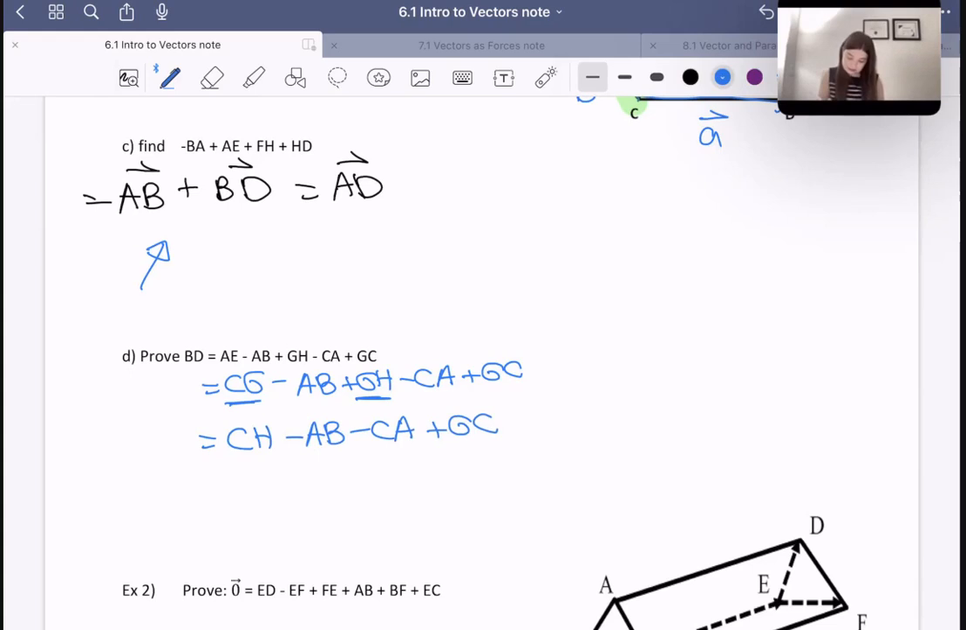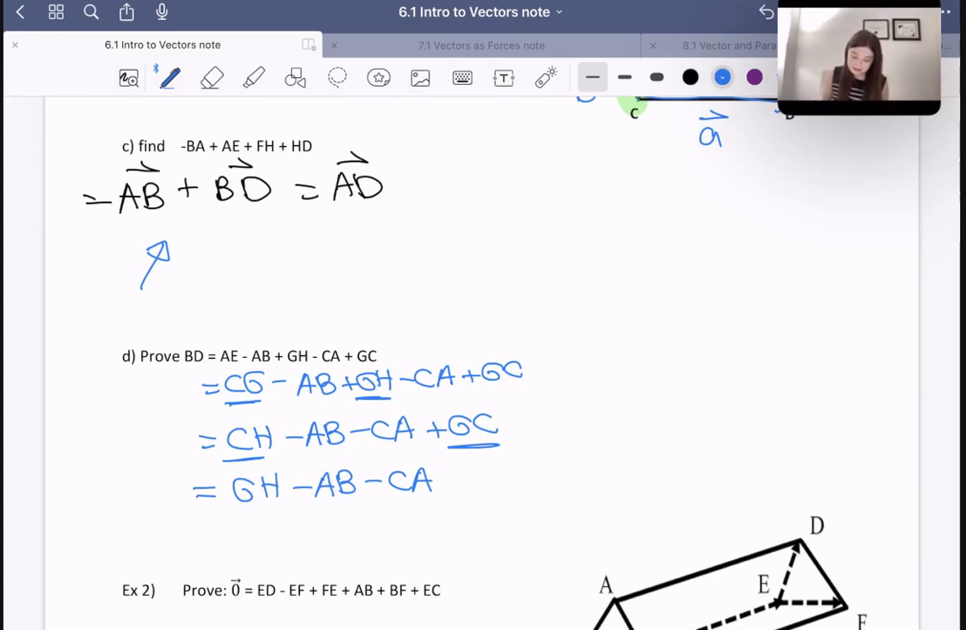Good. Okay. Now, are there any other ones like that we can do? Well, what if I move, we have here plus GC and then here plus CH. So this is really just GH, right? So let's do that. GH minus AB minus CA. And then here we have minus AB minus CA.